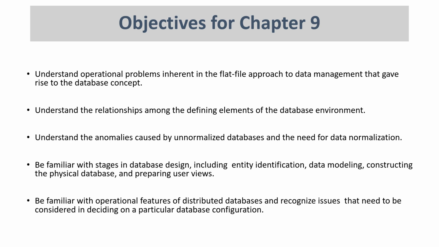There are 5 objectives for the chapter. They range from understanding why we need a relational database, starting from the previous or traditional approach of the flat file approach, and we will also discuss normalization and anomaly issues.